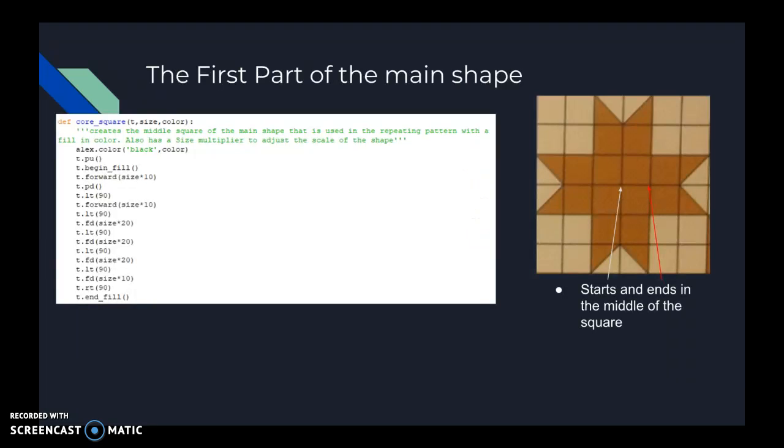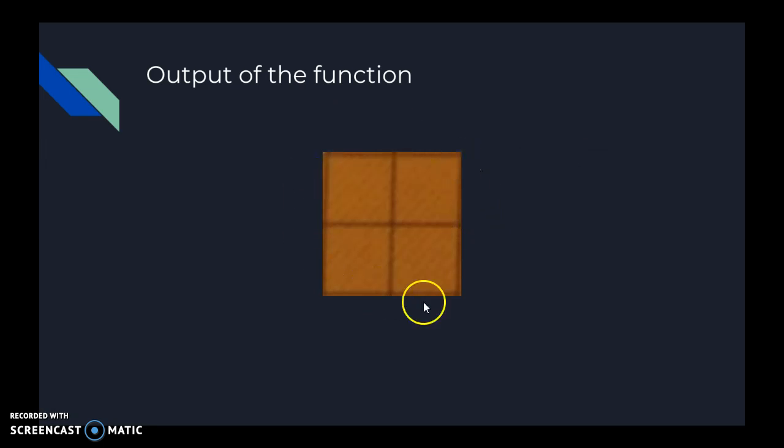Now, moving on, we start off with the first function in the code, and that is core_square t size, color. What this function overall does is draw this square here, and it starts right in the middle. It lifts up the pen, moves forward, begins to fill, turns left, and then goes all the way around, and then fills in this square with whatever color is used in this function. And then it ends right here facing the right direction. That is the first part of this main shape. It's not the whole thing, but this is the output of the function. As you can see, it just draws the square and fills in the color.